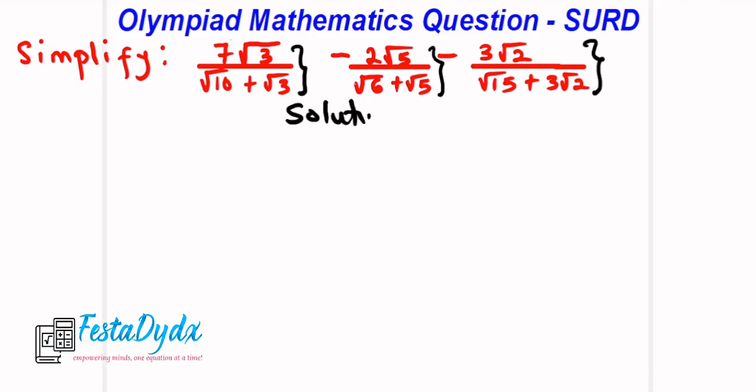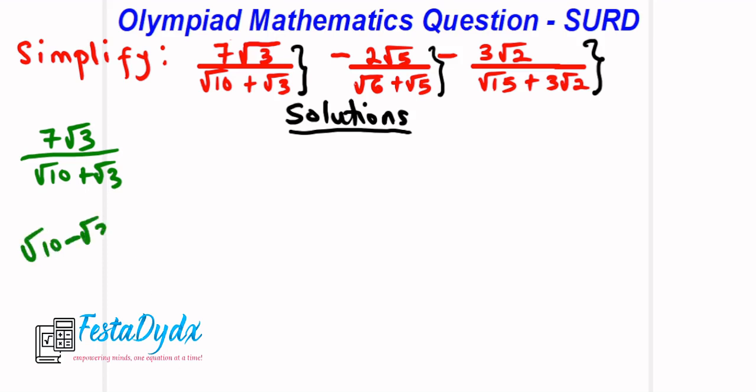Solution. The first thing here says 7 root 3 all over root 10 plus root 3. Just like I said earlier, to rationalize this denominator, we need the conjugate of root 10 plus root 3, which is root 10 minus root 3. So I'll be multiplying the numerator and the denominator by root 10 minus root 3.